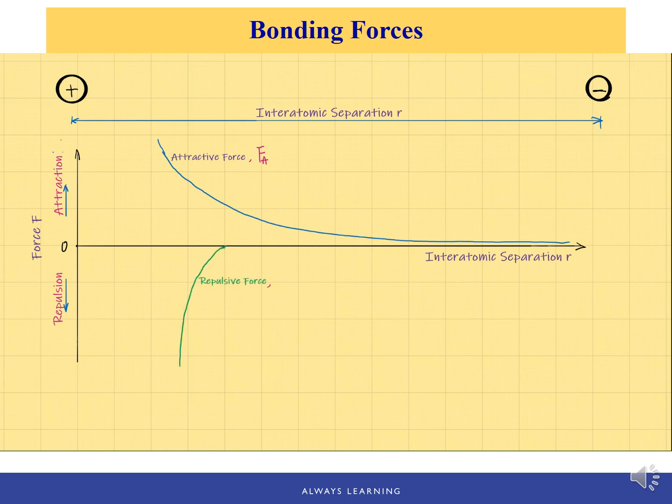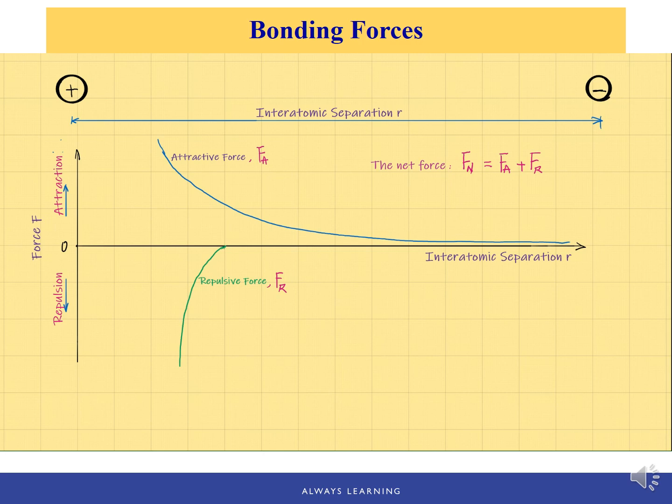Now let's call it Fr for repulsion or repulsive. And the net force between the two atoms is just the sum of Fa plus Fr. We use Fn for net, the total force between the two particles is Fa plus Fr. And let's plot this Fn on this diagram as well.